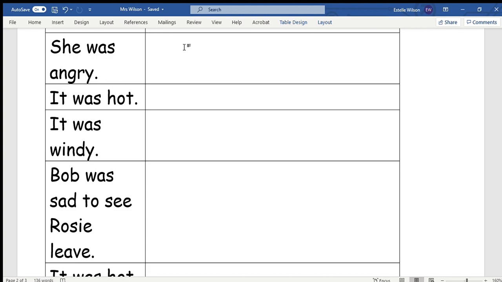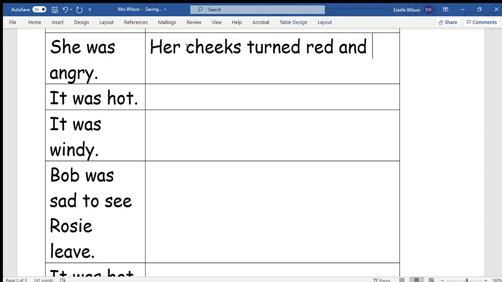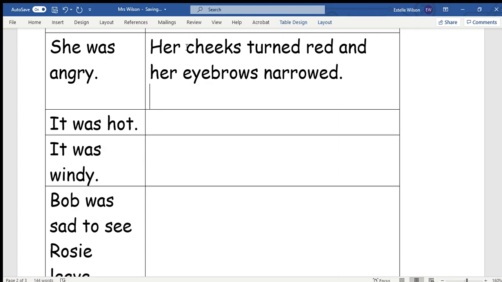I'm going to put her cheeks turned red and her eyebrows narrowed, so her eyebrows got close together. Okay, what's her body doing? If you're really angry, what might your body do?